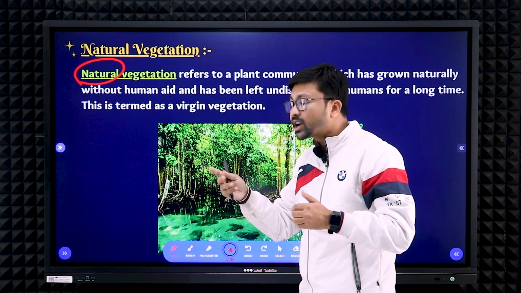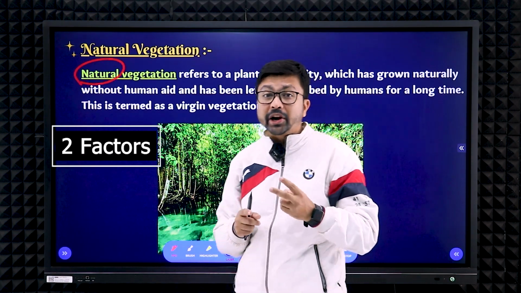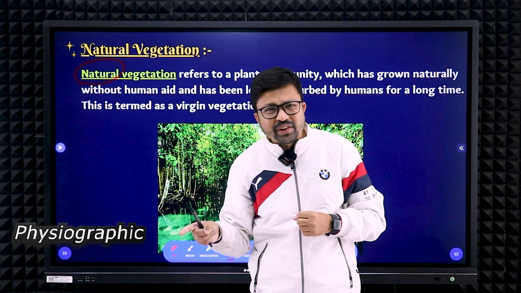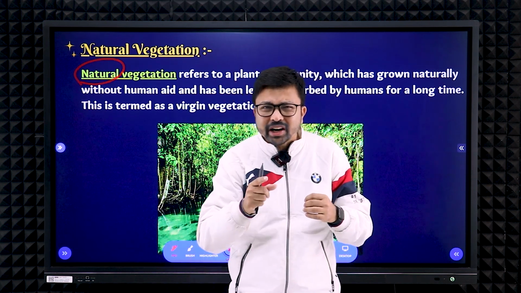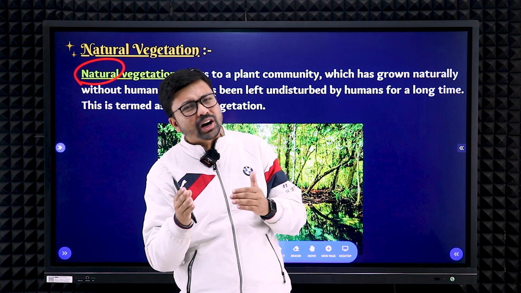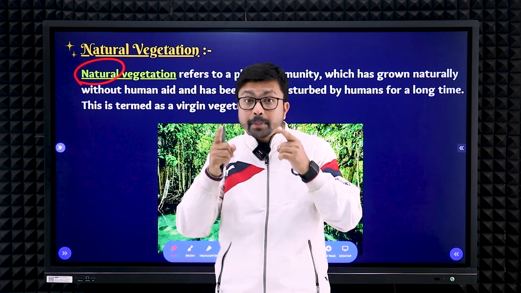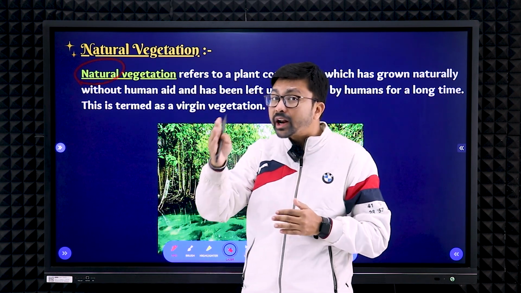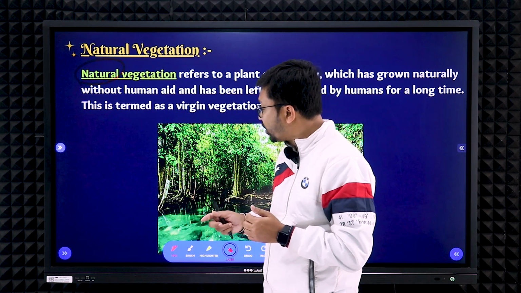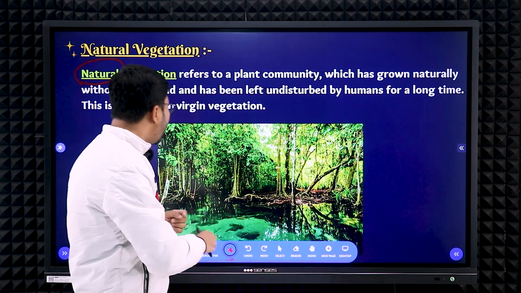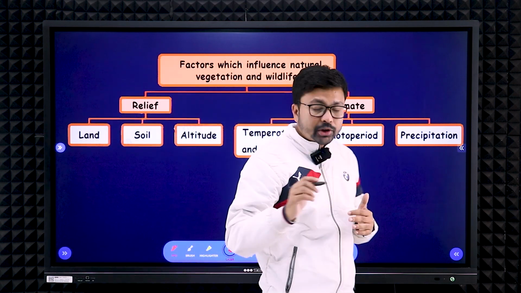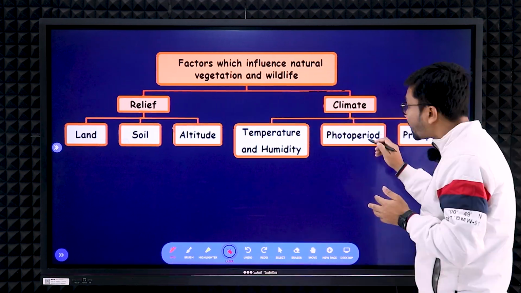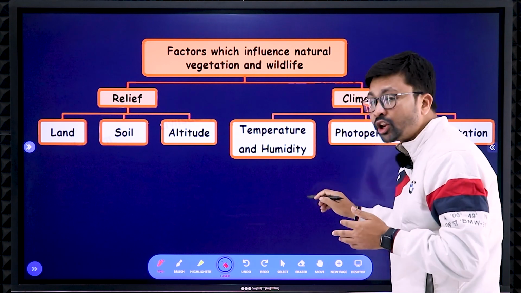Depending on what? Depending on two factors: the physiographic factors and the climatic factors. In different areas we can see different types of physiographic and climatic conditions. Depending on that, we will get different types of natural vegetation. Next, as I said, climate and physiographic. What are the parts of climate? Here you can see the temperature and humidity.